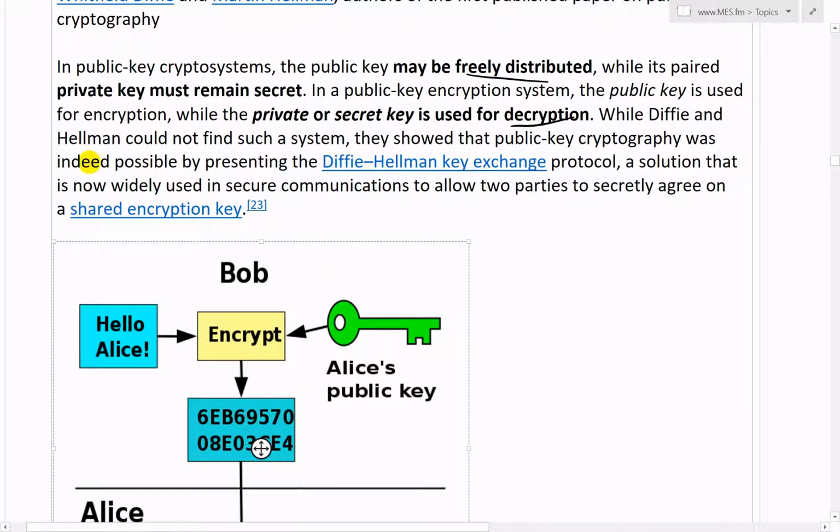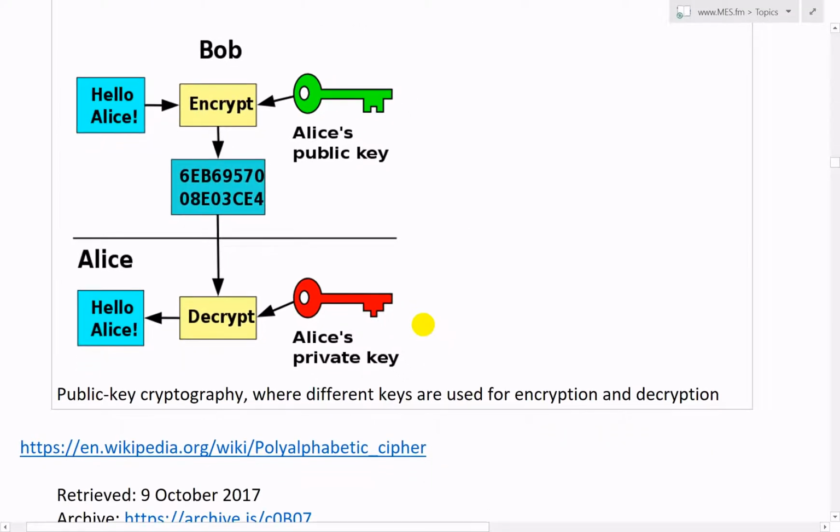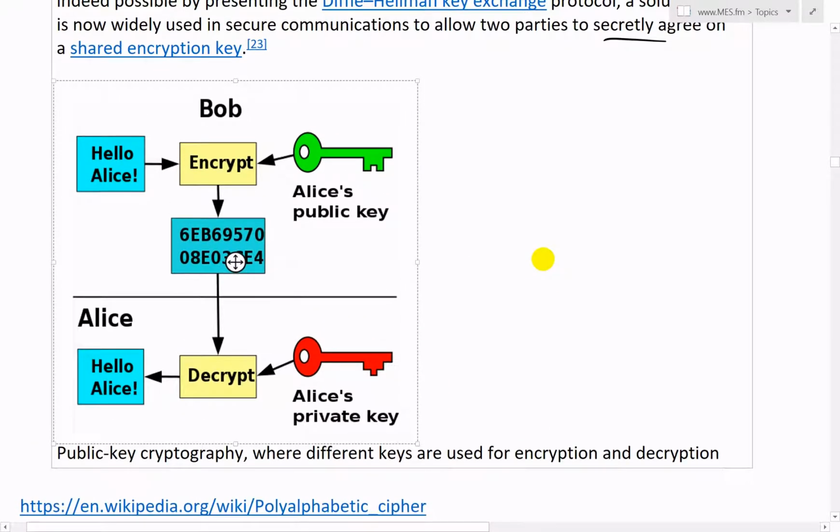While Diffie and Hellman could not find such a system, they showed that public key cryptography was indeed possible by presenting the Diffie-Hellman key exchange protocol, a solution that is now widely used in secure communications to allow two parties to securely agree on a shared encryption key. It's actually quite genius when you look at this. So here is the public key cryptography where different keys are used for encryption and decryption. If Bob wants to send Alice a message, hello Alice, he would encrypt using Alice's public key.